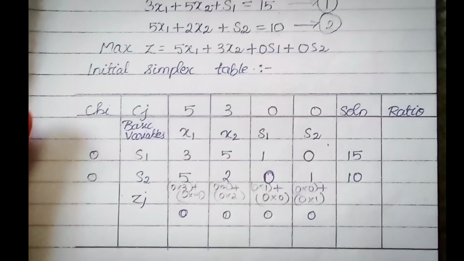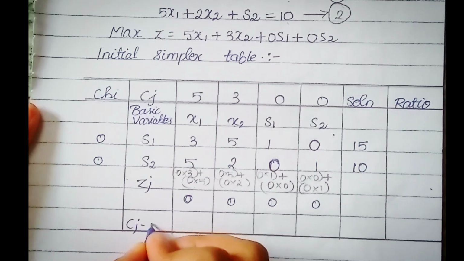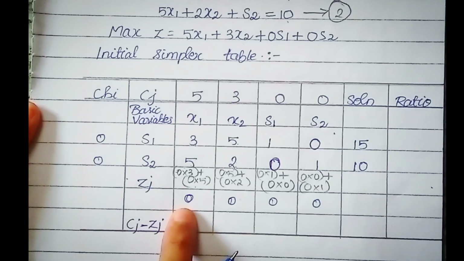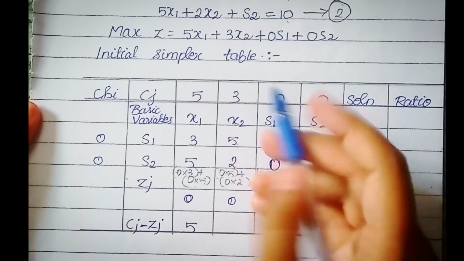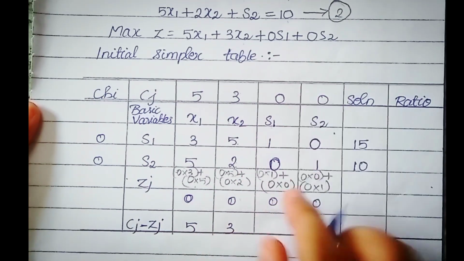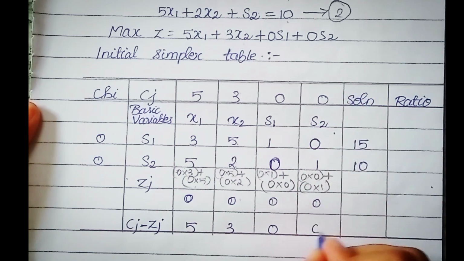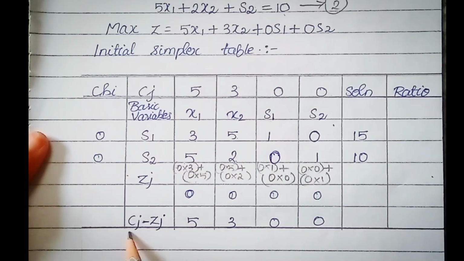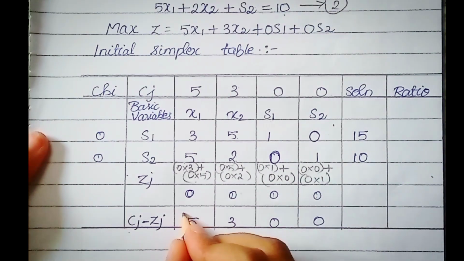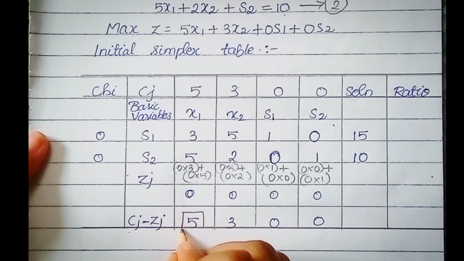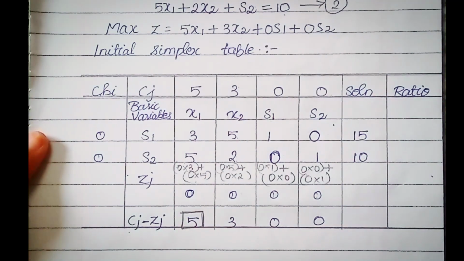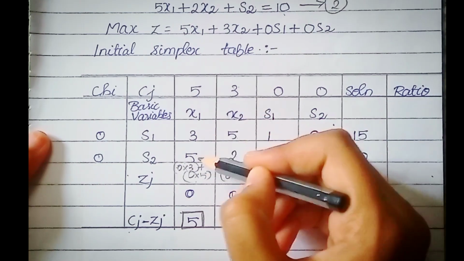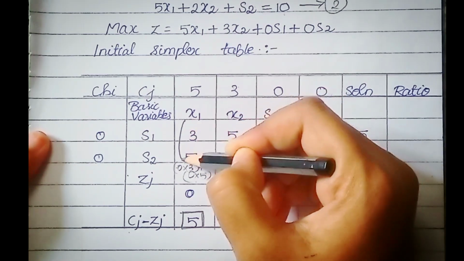Okay. Next comes our Cj minus Zj. Cj is 5 minus Zj 0 is 5. 3 minus 0 is 3. 0 minus 0 is 0. 0 minus 0 is 0. So now we should take the largest number in the Cj minus Zj. That is 5. 5 is the largest number. Put a square around 5. Okay. Then take this column, 3 and 5. Put a circle around that.